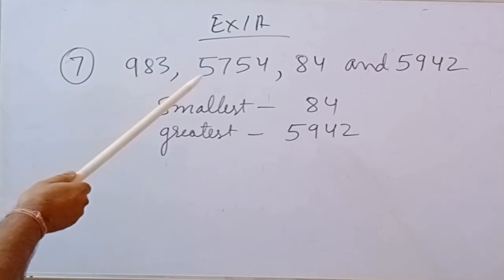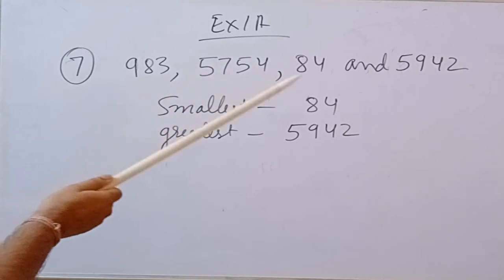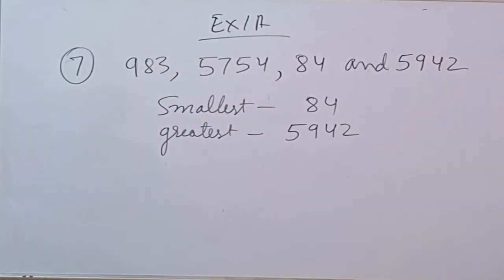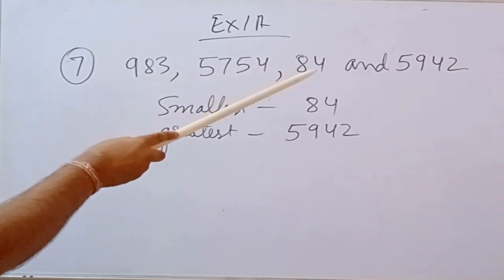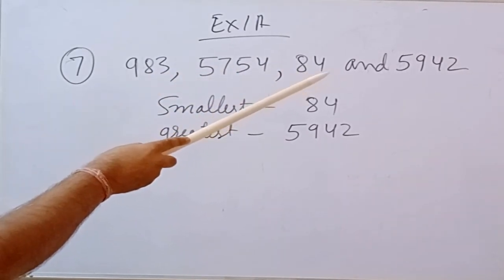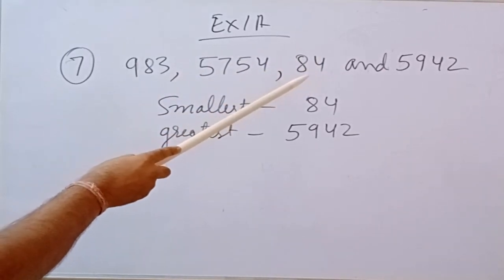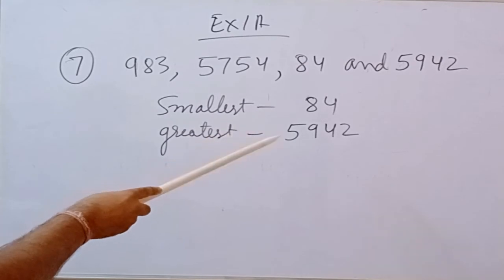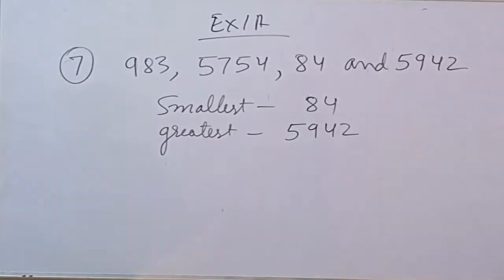And 5754 and 5942 have the maximum number of digits, that is 4. But we have to find out which is greatest, 5754 or 5942. Both have the first digit same, but the second digit in 5754 is 7, and in 5942 it is 9. So which is greater, 7 or 9? 9 is greater. So that means 5942 is the greatest number. So the smallest number is 84 and the greatest number is 5942.